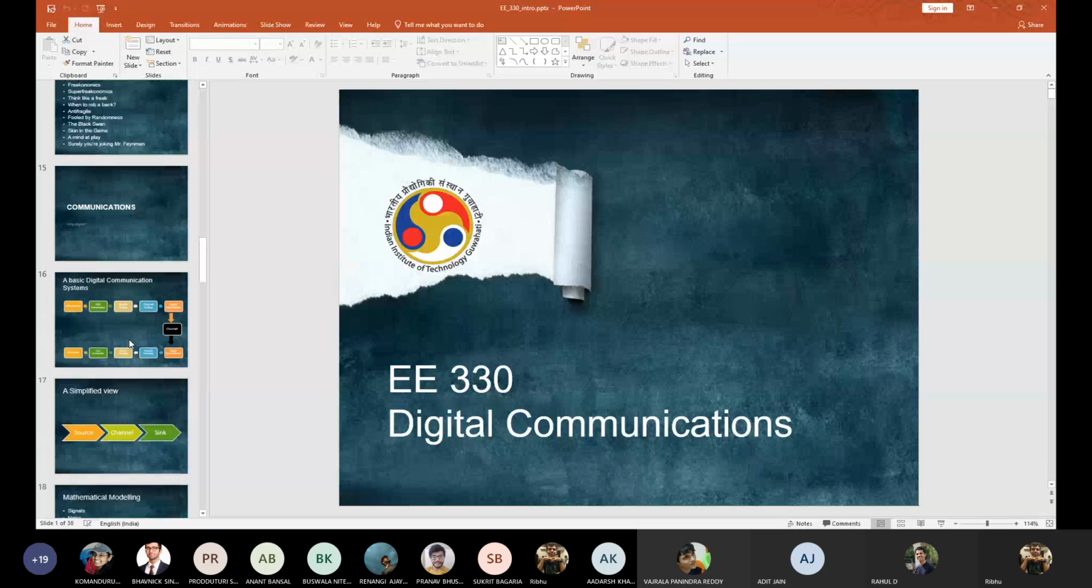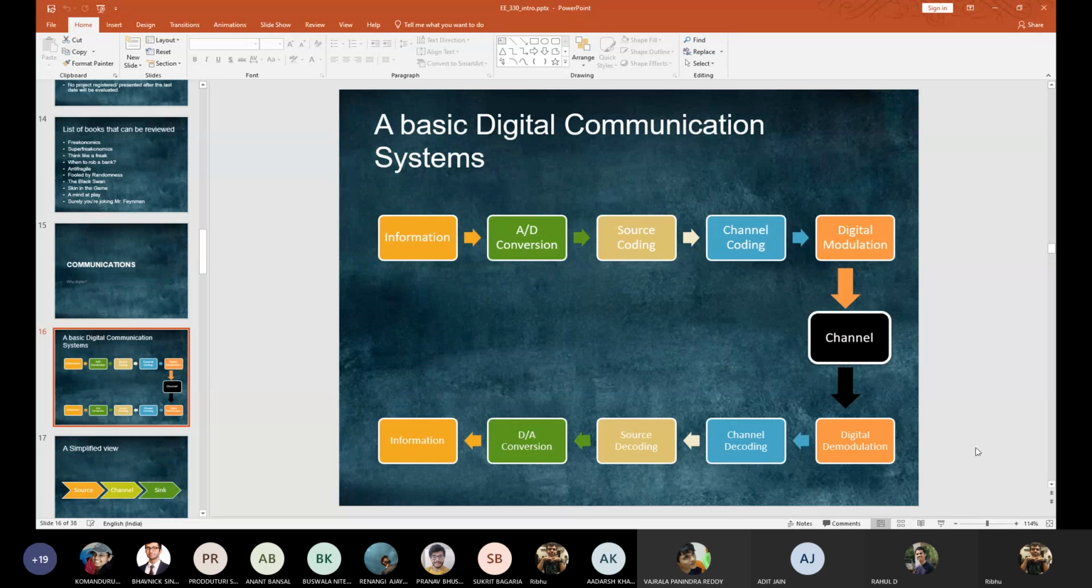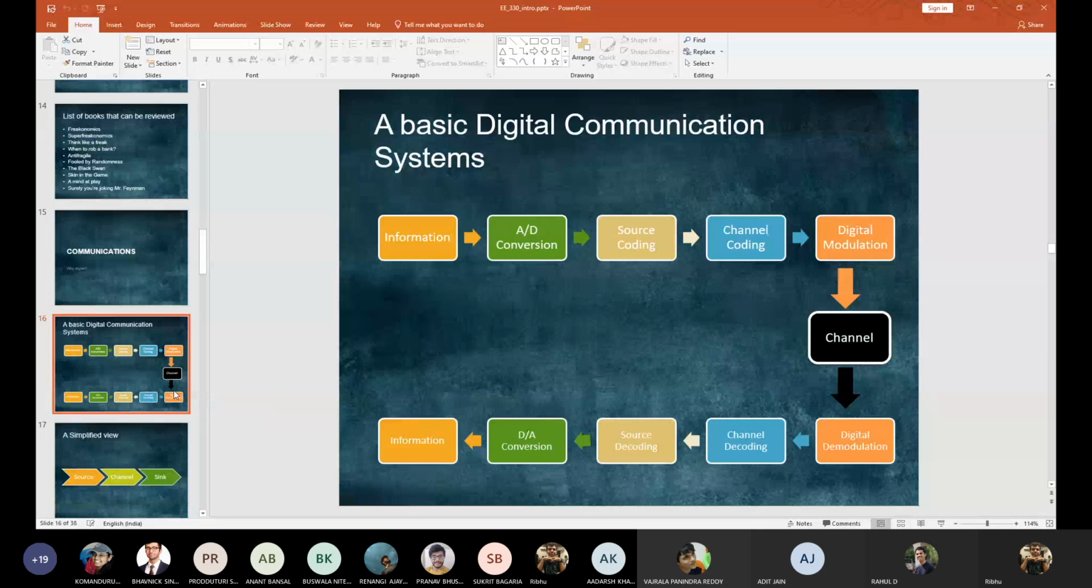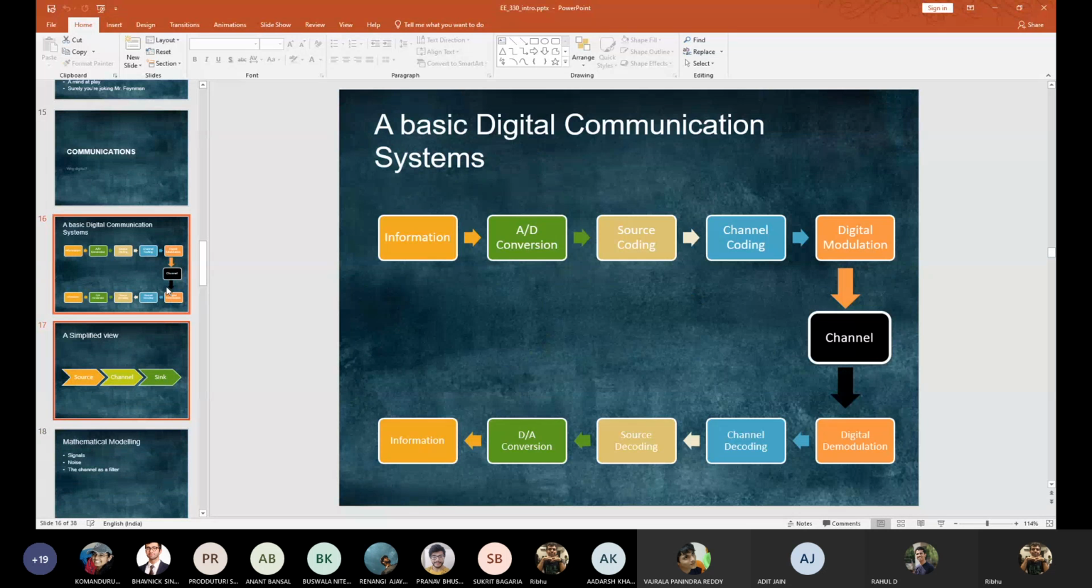So you have seen the basic block diagram of a communication system. Now I'm showing you the basic block diagram of a digital communication system. Can you guys point out the differences? Or actually rather, what I'll do is I'll copy and paste these into OneNote.